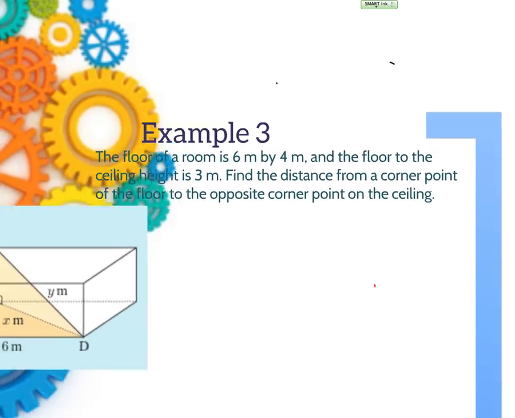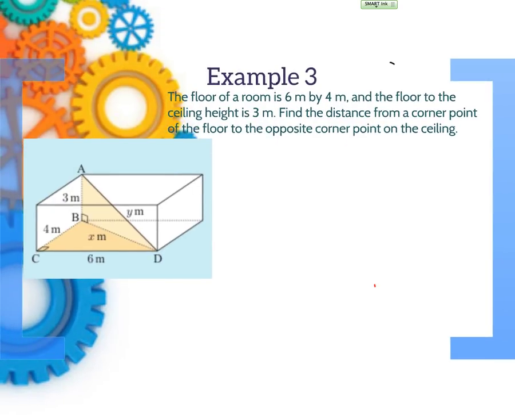So when we take a look, they have a really nice diagram here, and you're going to have diagrams on your assignments as well. It outlines everything. So here's the 4 by 6 for our floor, the 3 for the floor to ceiling height. And if we take a look at this triangle right here, we've got the diagonal that's going down the middle of the floor. So I've got 6 and 4. So x is actually the diagonal that's going from the floor corner to the floor corner.